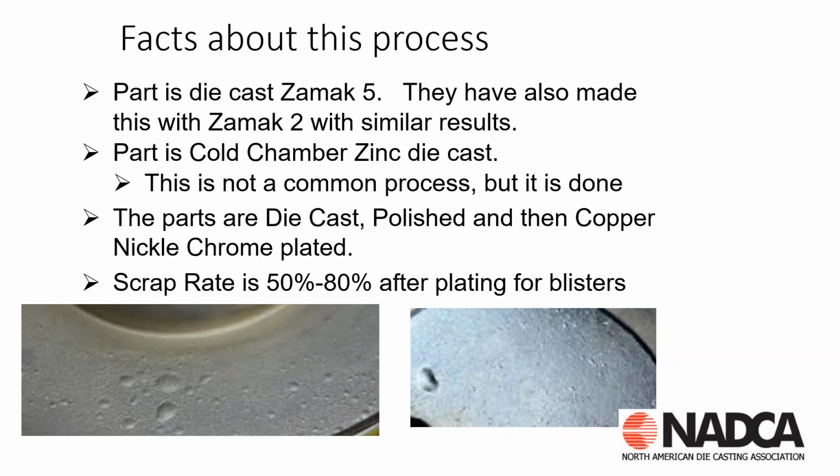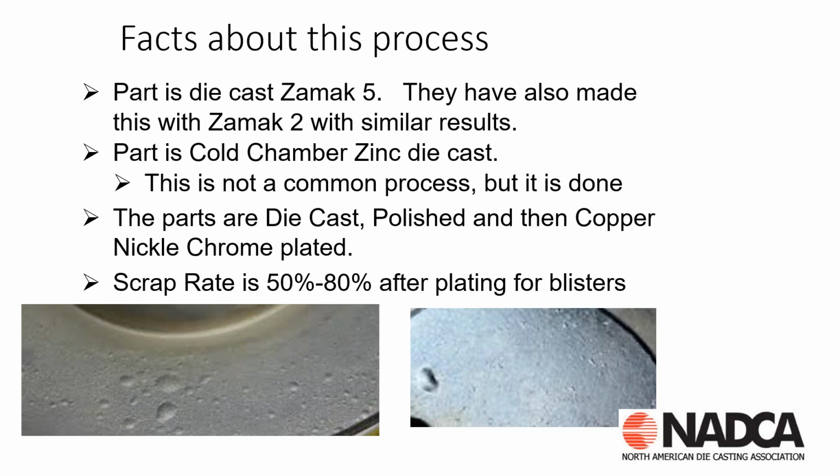And the first is, the part is Zamac 5. That's understandable. A lot of chrome plated parts are made of zinc. So that wasn't a surprise. But they have this problem in Zamac 5, and they also cast the same part in Zamac 2 and had similar results. The unusual thing is that this part is cold chamber die cast. So they are casting zinc in a cold chamber machine. Although this isn't common practice, it is still done.